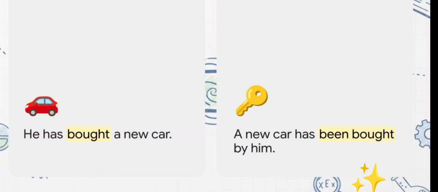Here's Part A, Sentence 3. Now, you might notice a slight typo in the source material where it printed me has bought. Let's go ahead and correct the active sentence to he has bought a new car. Subject is he, verb is has bought, object is a new car. Again, the formula effortlessly converts this. A new car comes forward. Has bought injects been to become has been bought, and he becomes by him, yielding the perfect passive sentence, a new car has been bought by him.